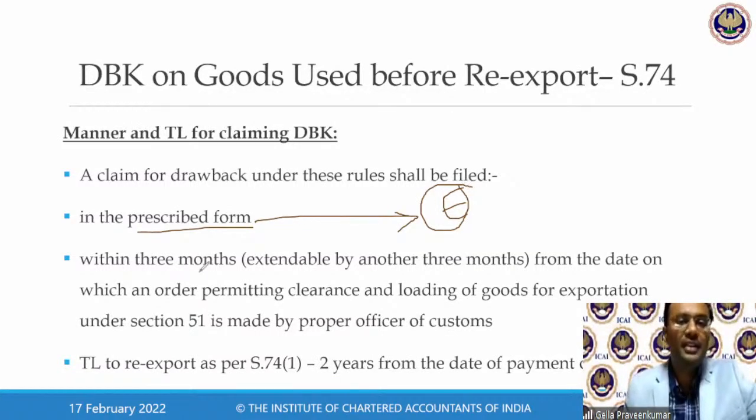Now, they say within 3 months, which can be extended for a further 3 months, from the date on which an order permitting the clearance of goods for export is given, I have to file this application for duty drawback.